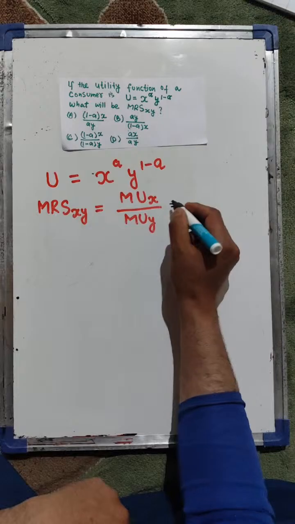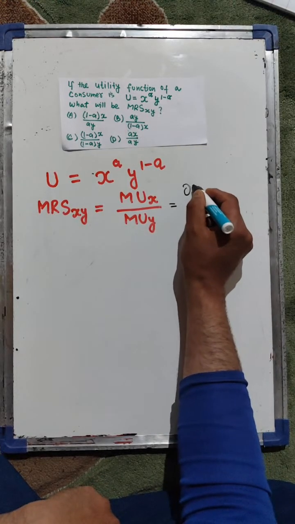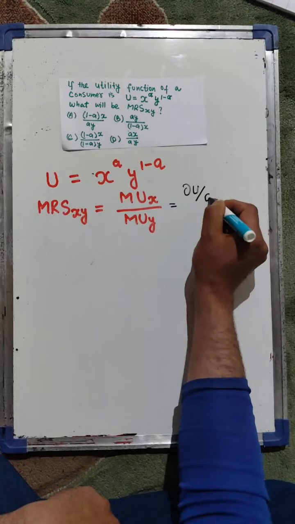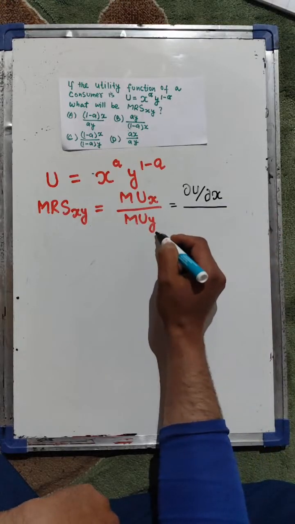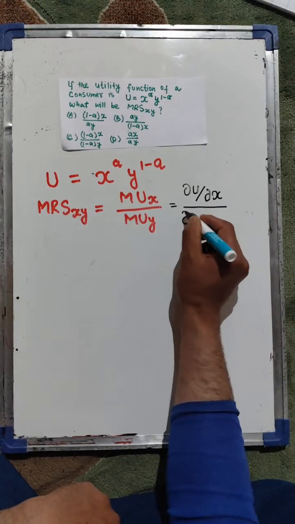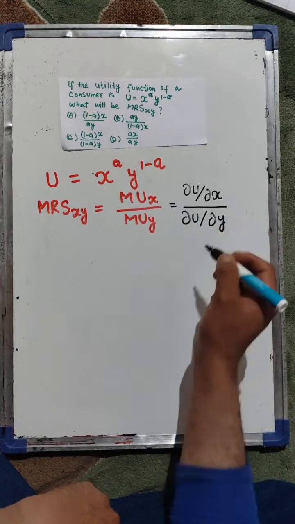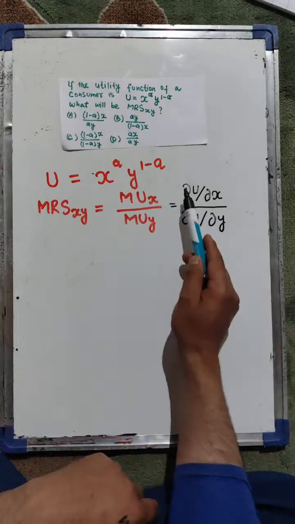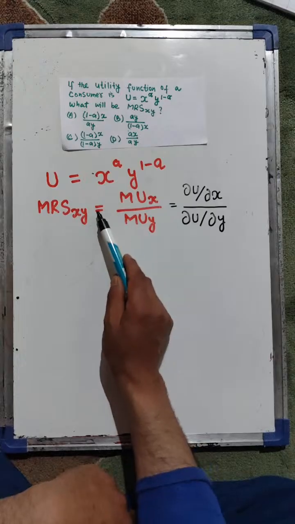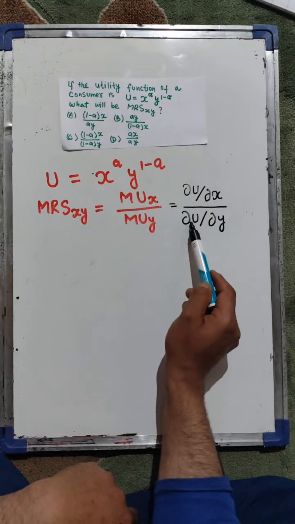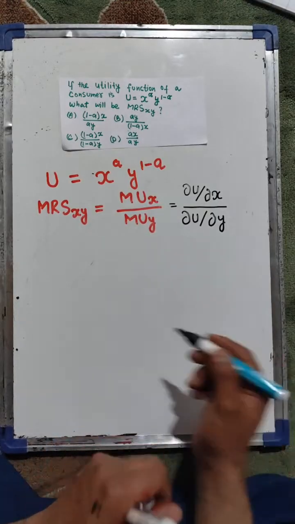Marginal utility of good x means the change in the total utility due to the change in the units of good x consumed, and marginal utility of good y means the change in the total utility due to the change in the units of good y consumed. Mathematically, it is the partial derivative of the utility function with respect to good x, and the partial derivative with respect to good y. So let's find out.